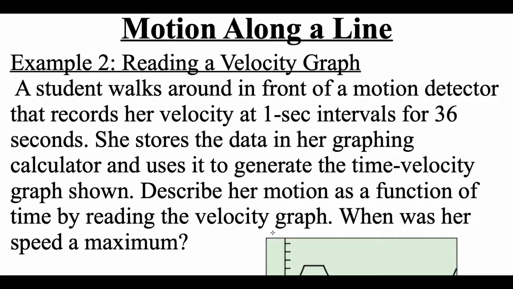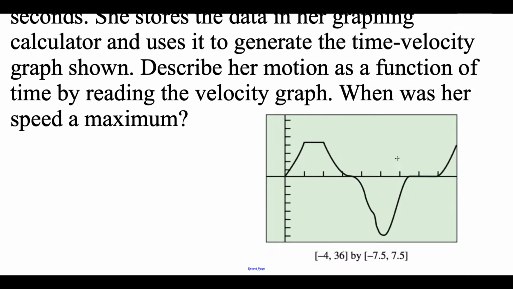And what we eventually want to figure out is where her speed was the highest, or where her speed was a maximum value. So this graph represents the velocity that our student was walking. And like I said, we're going to describe her motion. This graph not only tells us how fast the student was walking, but it also tells us what direction she was walking in. So right here in the beginning, where this velocity is positive and going up, that's where she was starting to walk, and she's walking forward at an increasing speed.